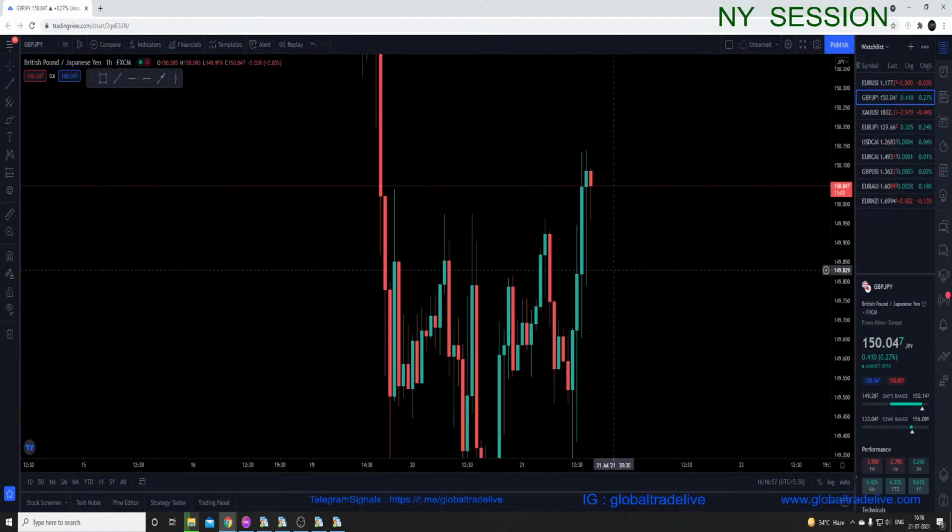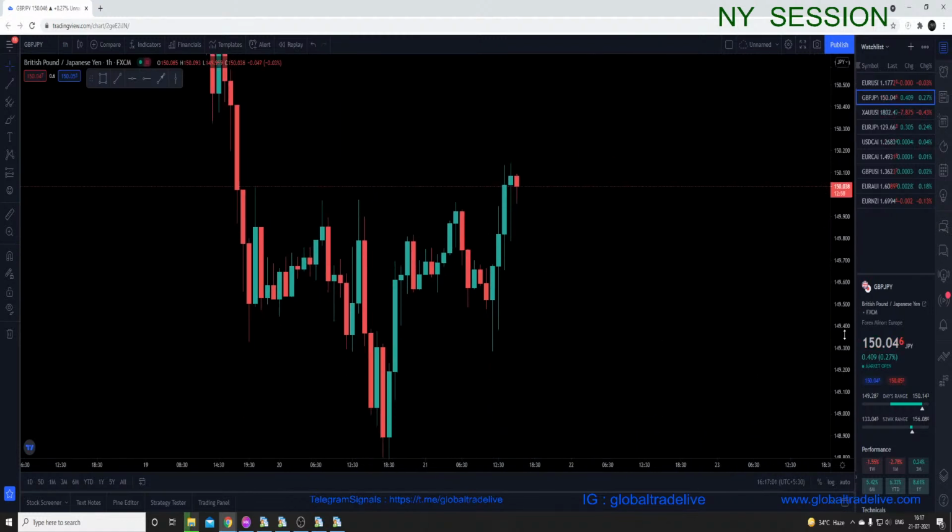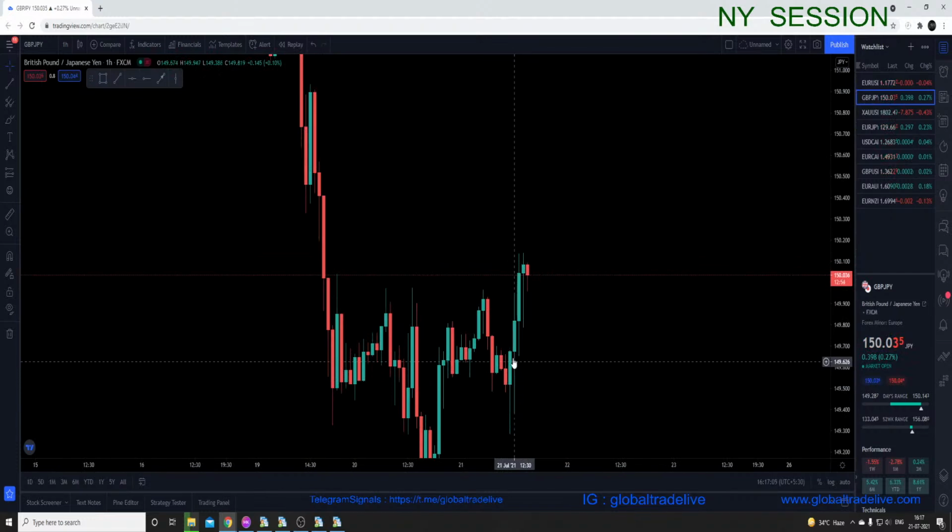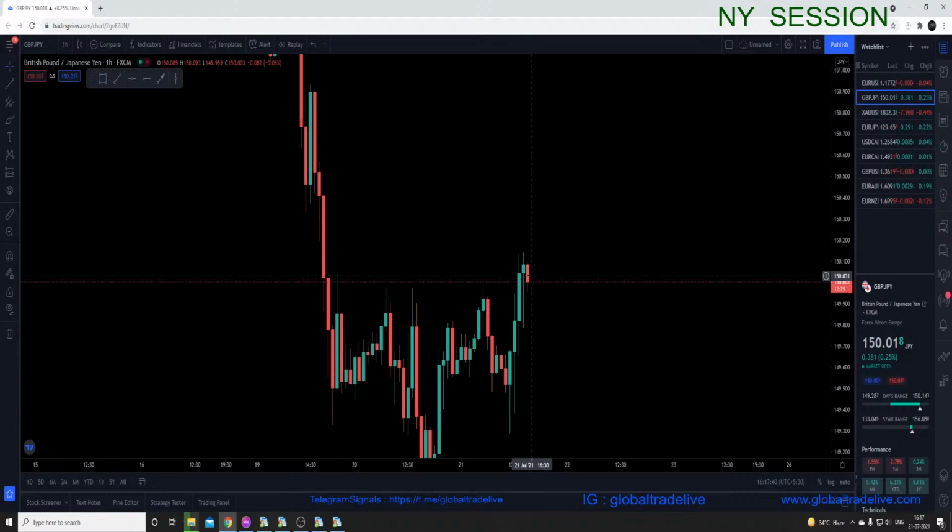If I look at the previous move in GJ, GBP JPY has already made its move from this point. It just went up, now it's retracing. This candle is just for the retracement. So I think this 1 hour candle will be closing bearish.